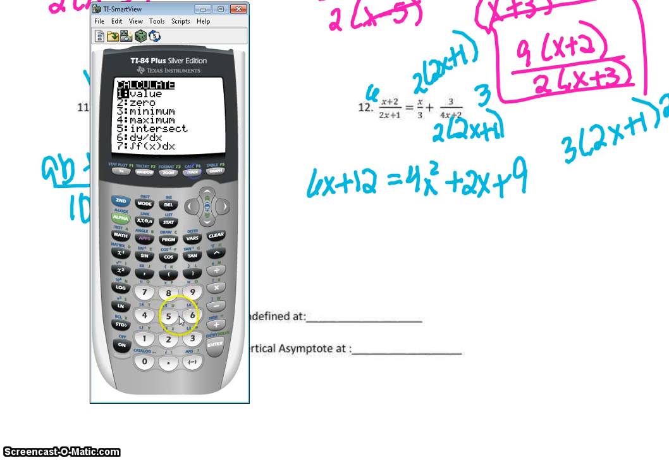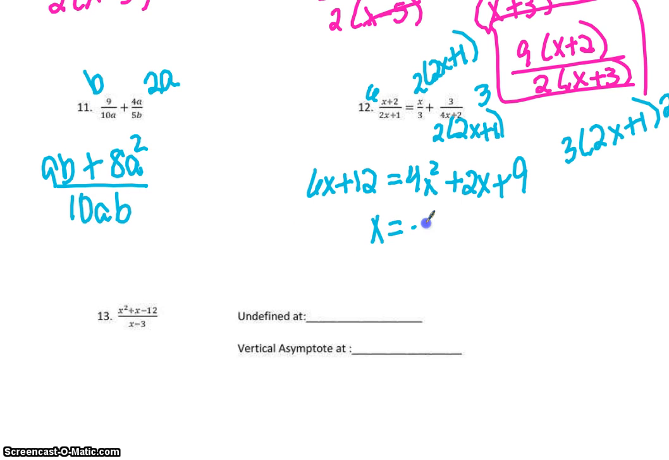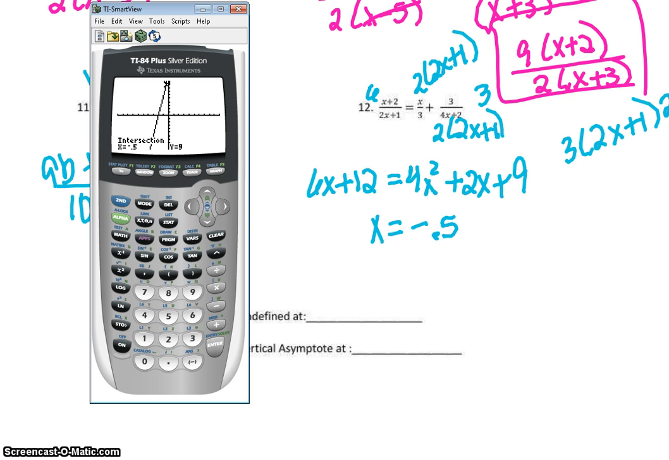And we're going to go second calc 5 and give it a minute to draw. And we're going to say enter, enter, enter. And negative 0.5 is your answer. So x is equal to negative 0.5. Looking at your calculator, let's go to zoom out.